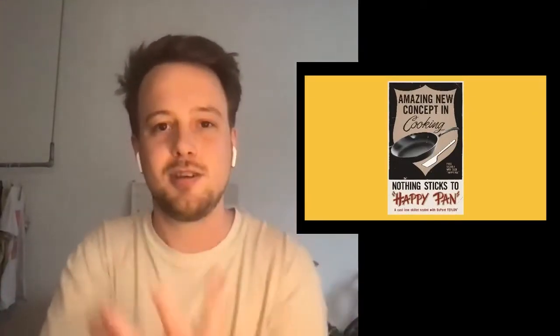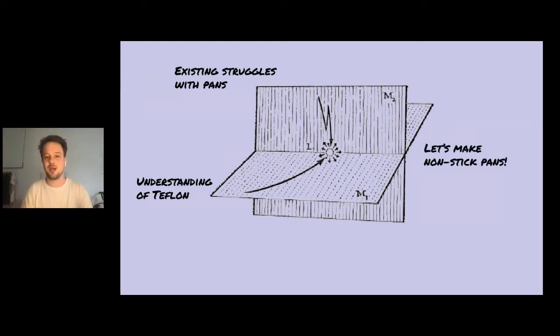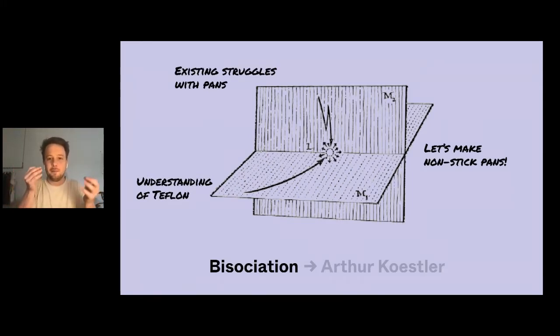I think it's an amazing innovation, and it's fascinating to think about how this happens. There were existing struggles with pans, and Colette had an understanding of Teflon. Because she had both of those frames of thought in her mind, she came up with the idea: let's make nonstick pans. This process is called bisociation, described by the Hungarian author Arthur Koestler. It says that bisociation is a new thing that you create through the connection of two previously unrelated pieces of thought in your mind.